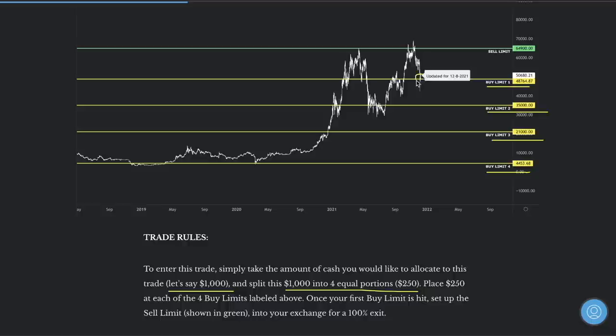Set up your buy limits. Once your first buy limit is hit, set a sell limit in your exchange at this price for 100% exit. Do not move any of the buy limits once the first buy limit gets hit.